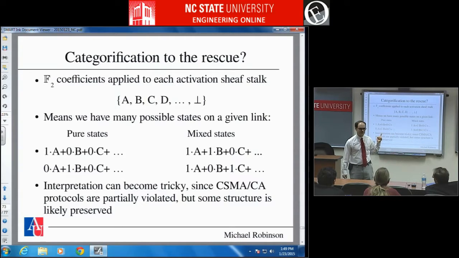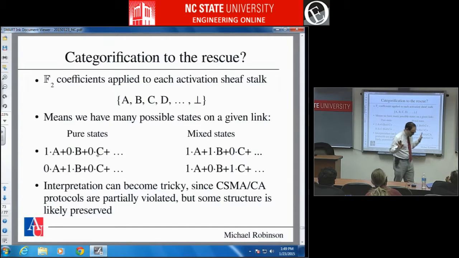Now I'm managing huge vector spaces. That could be bad. And indeed, interpretation is hard. This is one of the places where I'm starting to end up in the research effort just to understand: if I do categorify my network, what does that mean? It means that I can now end up with pure states, and I know what they mean. Transmitter A is on, transmitter B is off, transmitter C is off. Transmitter A is off, B is on, etc. Those make sense to me.